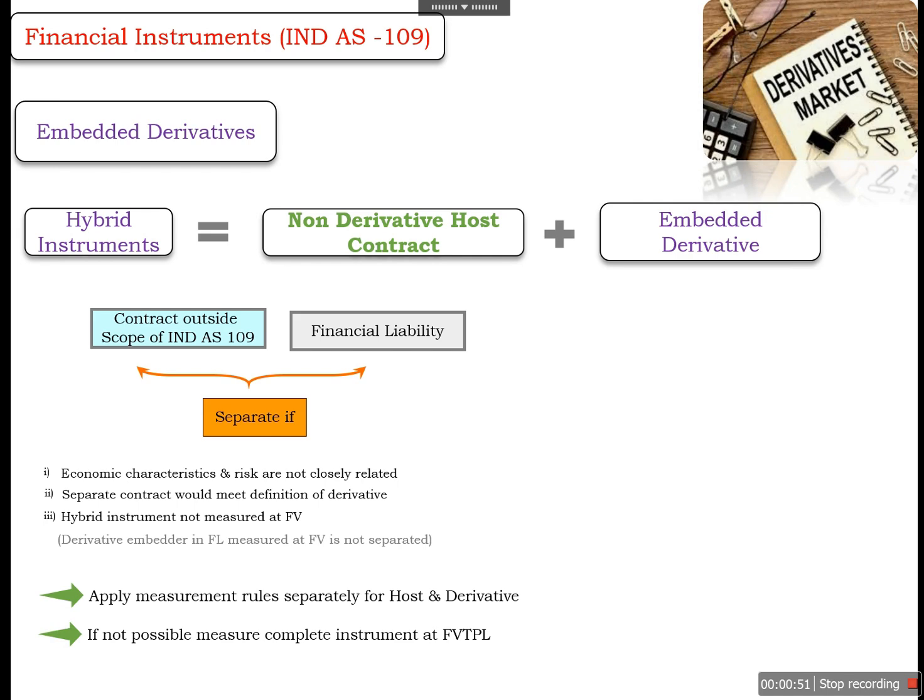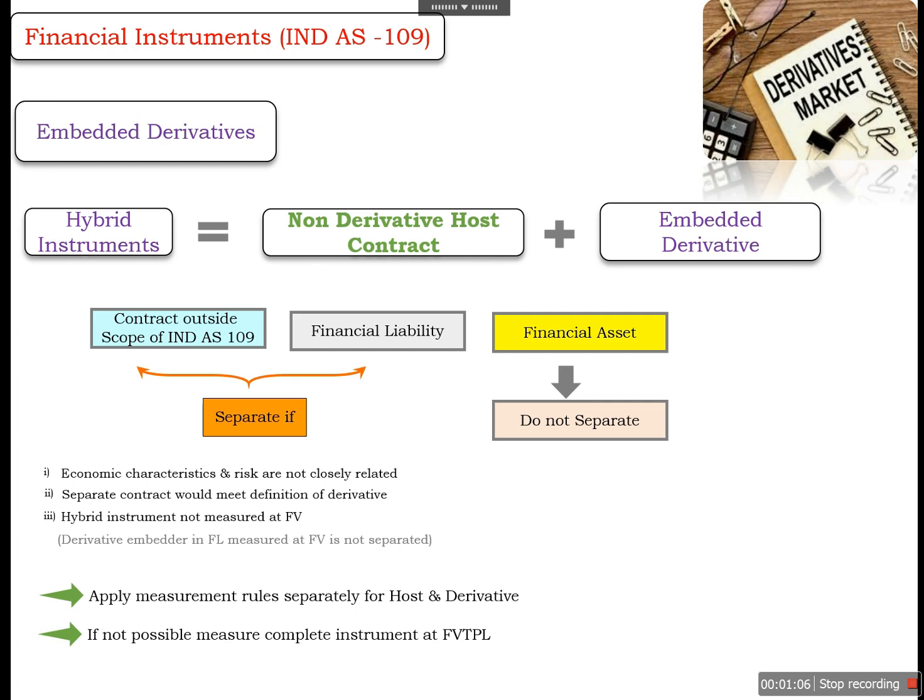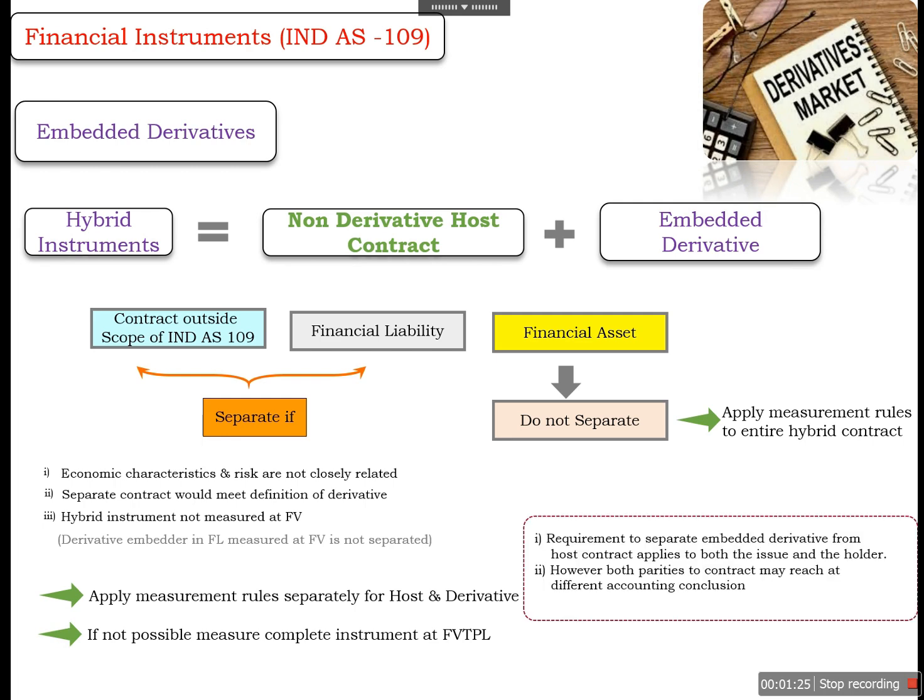And if it is not possible to separate the host and derivative, in that case we need to measure the complete instrument at FVTPL. And in the case of a financial asset, we will not separate the derivative and host, and we will apply the measurement rule to the entire hybrid contract. Apart from this, these requirements of separation of host and derivative apply to both the issuer and the holder, and the two parties to the contract may reach different accounting conclusions.